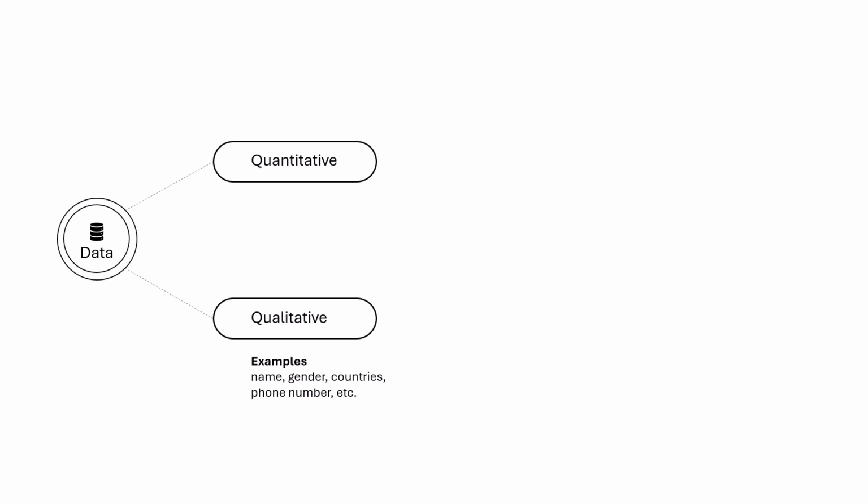And be careful, some data may look like numbers but are still qualitative. Take phone number for example. It is made up of digits, but you can't do arithmetic with it.